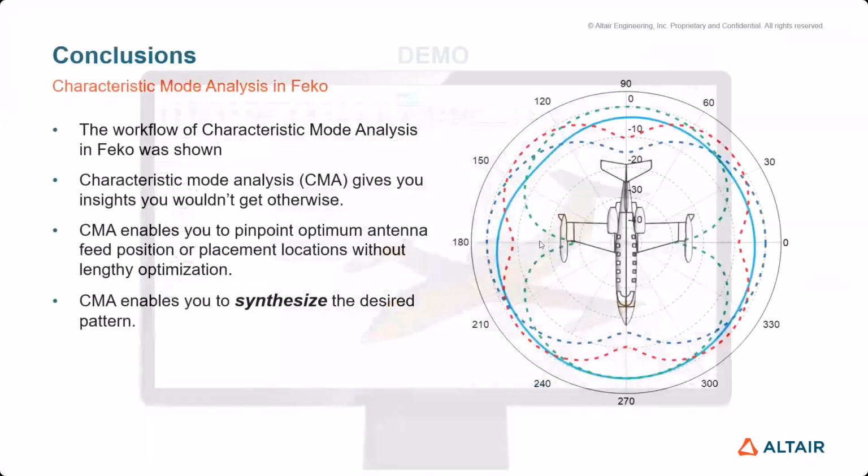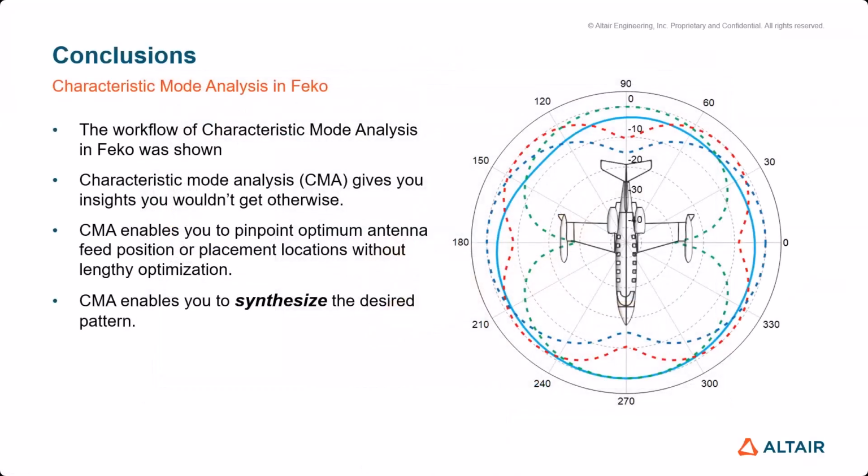Okay, so quickly to conclude, we showed the workflow for characteristic mode analysis in Feko. We showed how this method can give you insights that you wouldn't otherwise be able to obtain, and that this method enables you to pinpoint the optimum placement for a feed for an antenna structure, but also for the placement of antennas on a larger structure. And this method allows you to synthesize the desired pattern by exciting a combination of modes to achieve your desired performance.